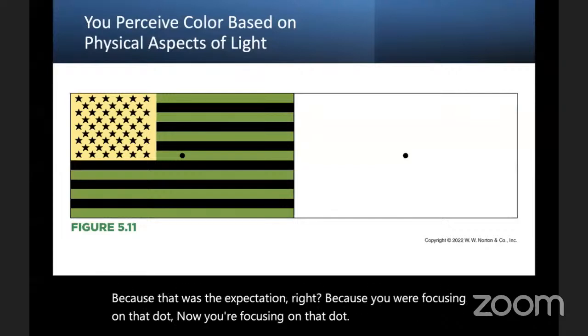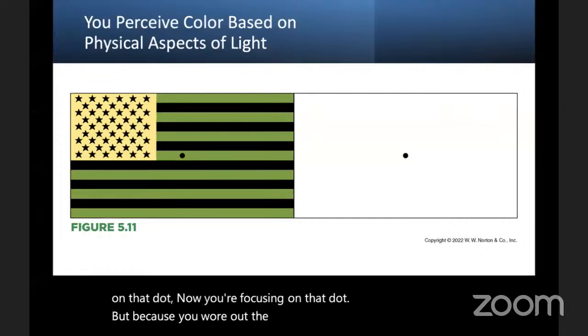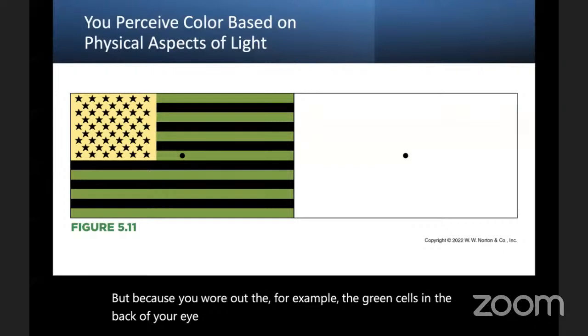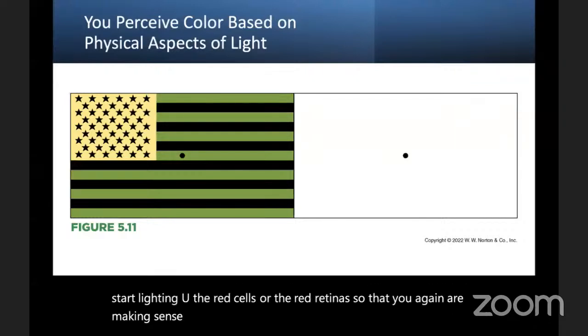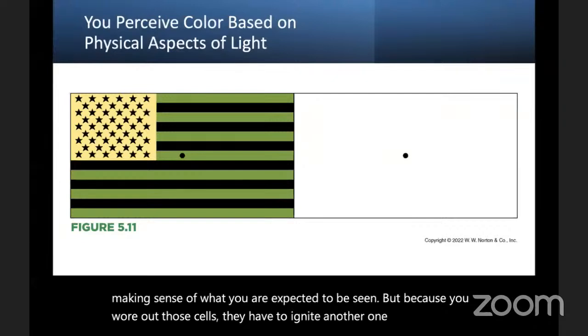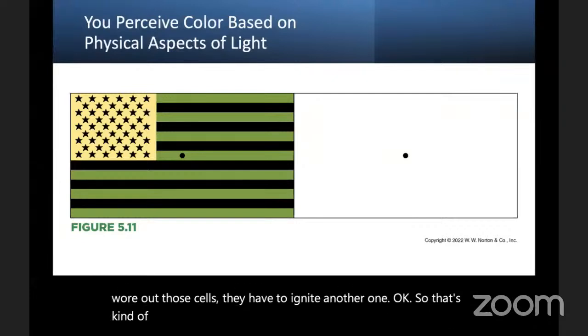But because you wore out, for example, the green cells in the back of your eye, you're supposed to be seeing something, so it will start lighting up the red cells or the red retinas, so that you, again, are making sense of what you are expected to be seeing. But because you wore out those cells, they have to ignite another one. Okay, so that's kind of what this activity does.